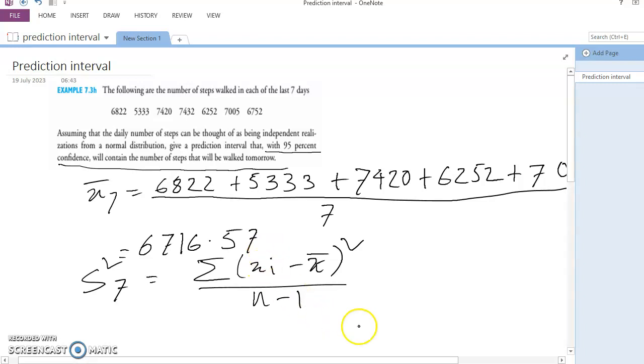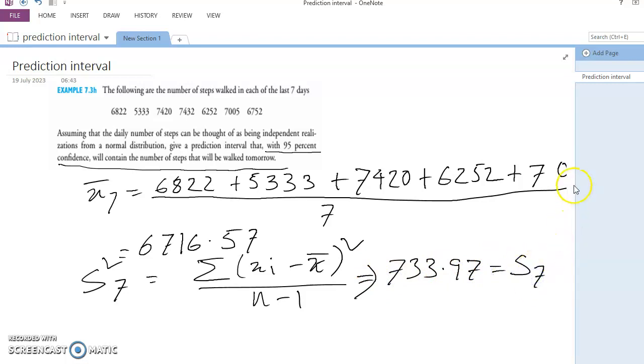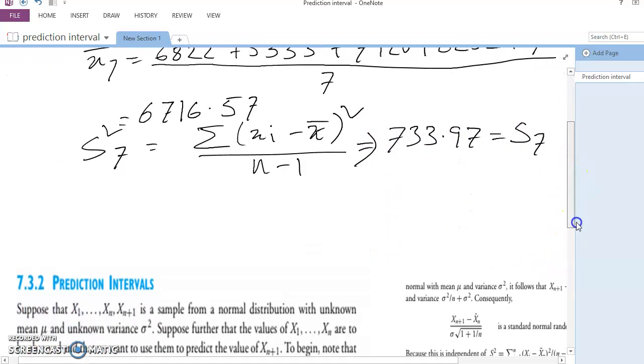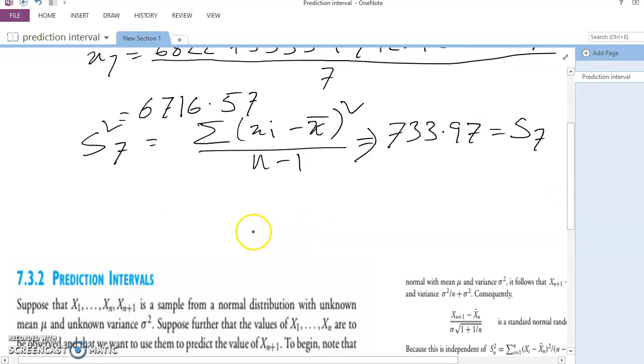This value will be 733.97, which is equal to S7. So friends, this is the back calculation of how to find the standard deviation.